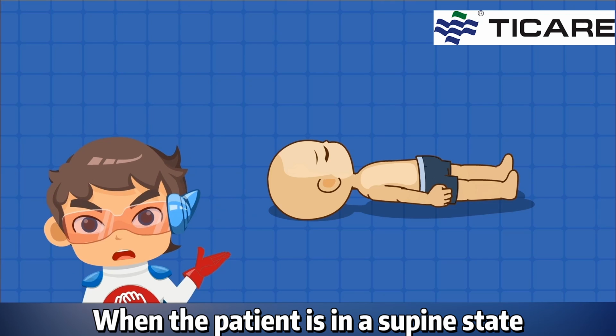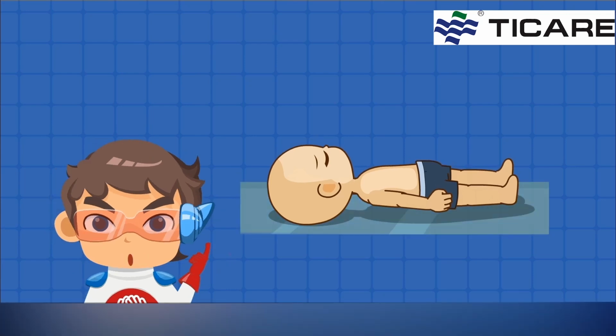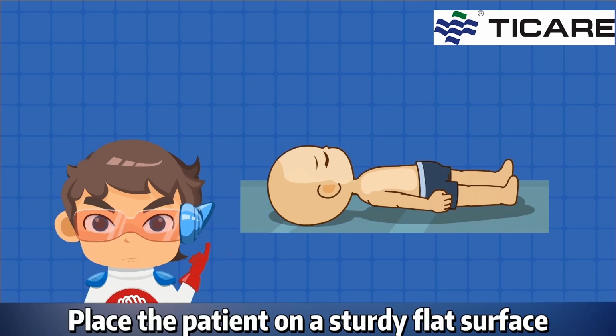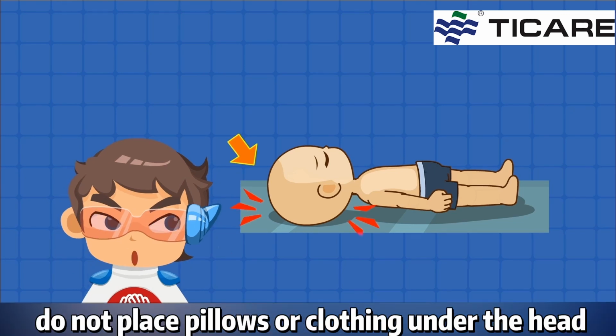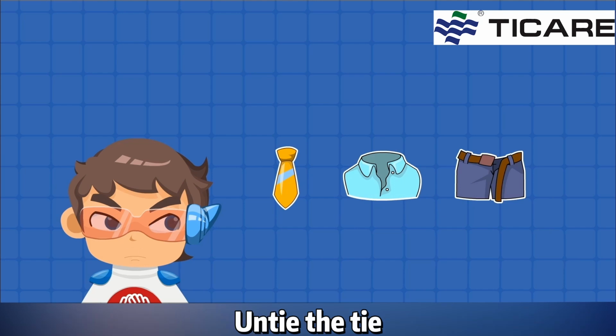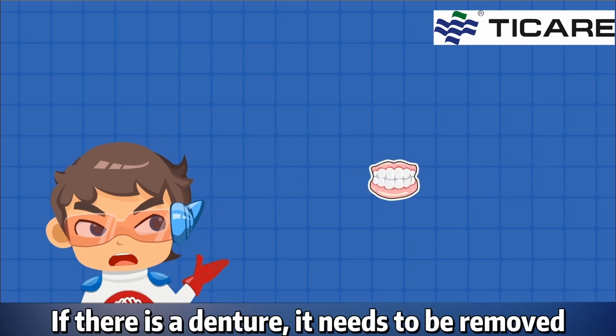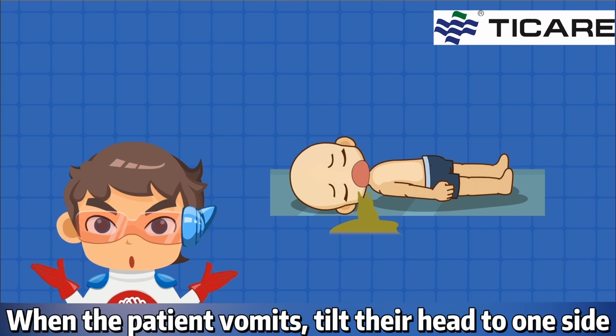When the patient is in a supine state, place the patient on a sturdy flat surface. To ensure unobstructed respiratory tract, do not place pillows or clothing under the head. Untie the tie. Loosen the belt. If there is a denture, it needs to be removed. When the patient vomits, tilt the head to one side.